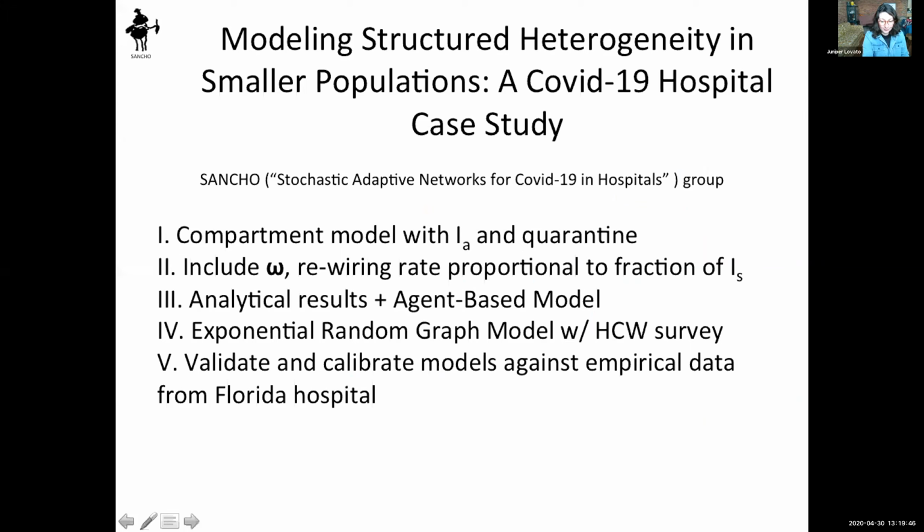Okay, so we're ready to get started with our parallel session 1. Our first team is Team SANCHO, and they'll be giving a talk entitled Modeling Structured Heterogeneity in Small Populations, a COVID-19 Hospital Case Study. So Team SANCHO, you can take it away. Thank you, Juniper. She basically did most of the work for my first slide for me.